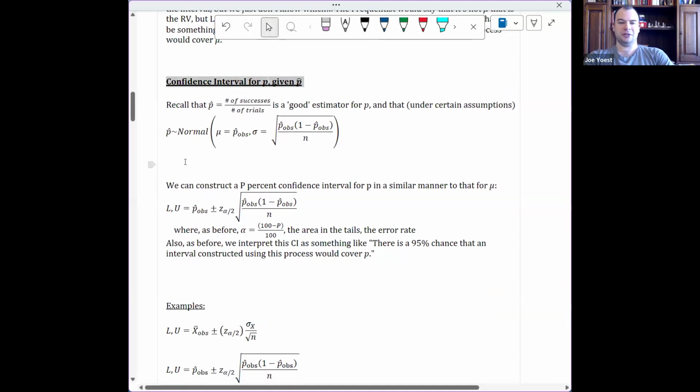We also mentioned that we have a confidence interval for P, the population proportion or the probability of an event, given P hat, the sample proportion. So P hat is the observed number of successes over the number of trials. Again, this is a good estimator for P. And under the rule of thumb that we have at least 5 successes and 5 failures, P hat is approximately normal by the central limit theorem with a mean of P hat observed and a standard deviation of the square root of P hat observed times 1 minus P hat observed over N.